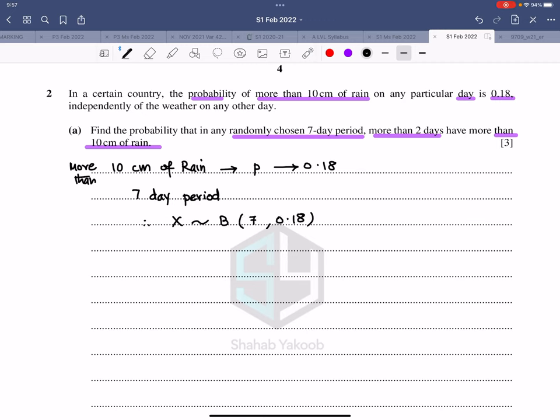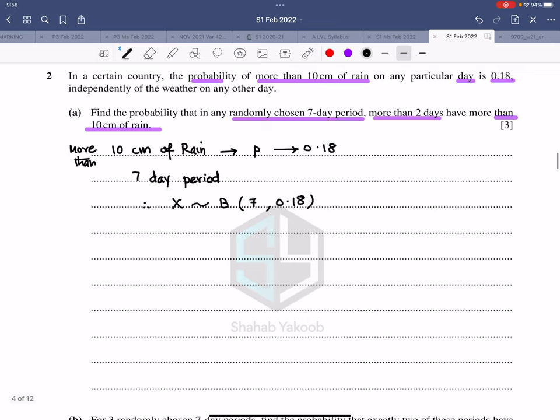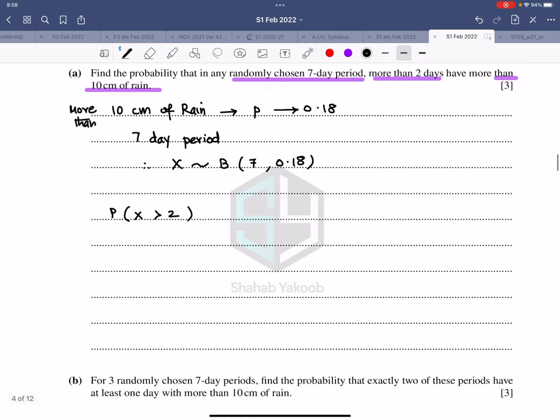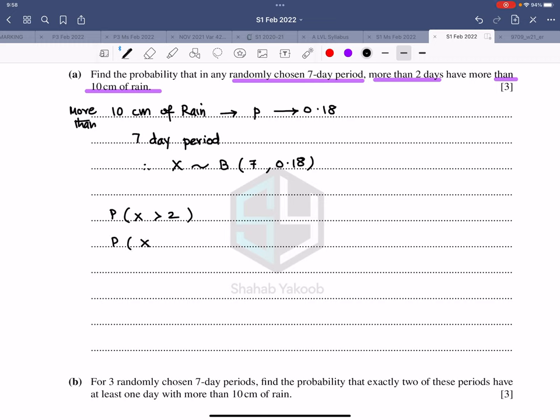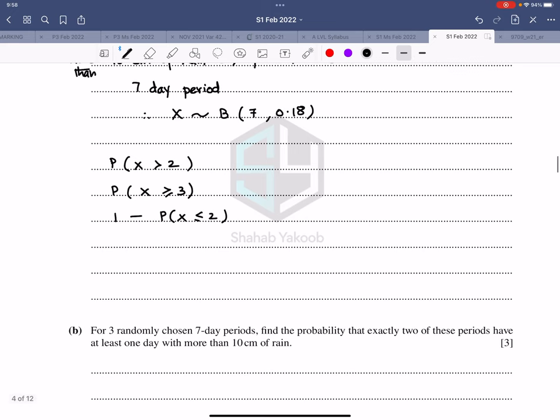Now, for 3 marks, they are saying, find the probability of more than 2. So probability X is greater than 2. That is probability X is greater than or equal to 3, which is 1 minus probability X is less than or equal to 2, which is 1 minus probability of X equals 0 plus probability of X equals 1 plus probability X equals 2. So therefore, this is 1 minus.